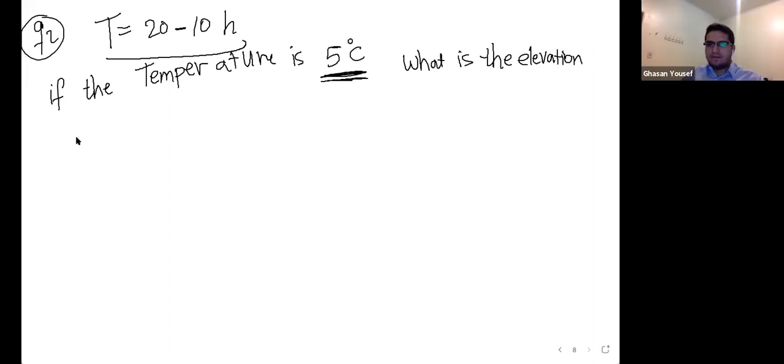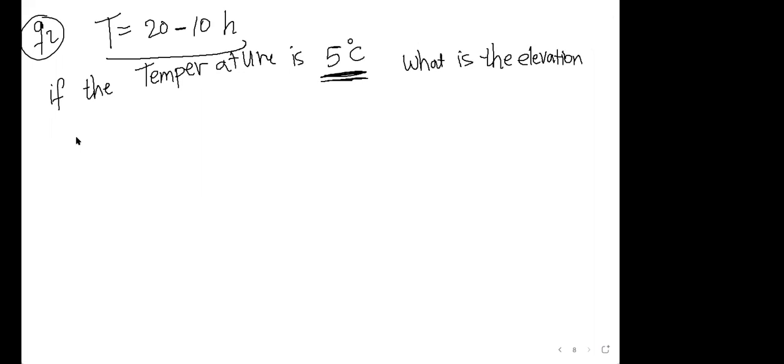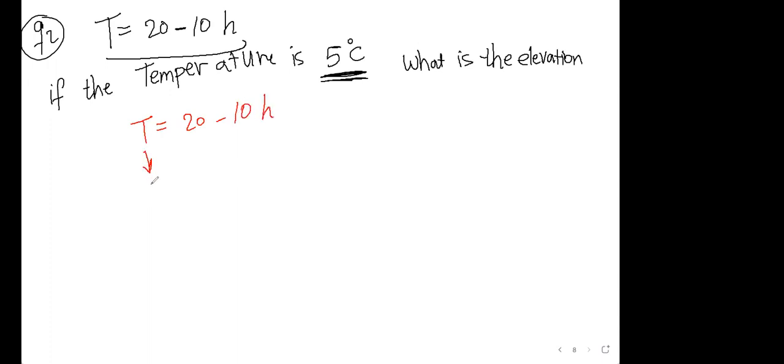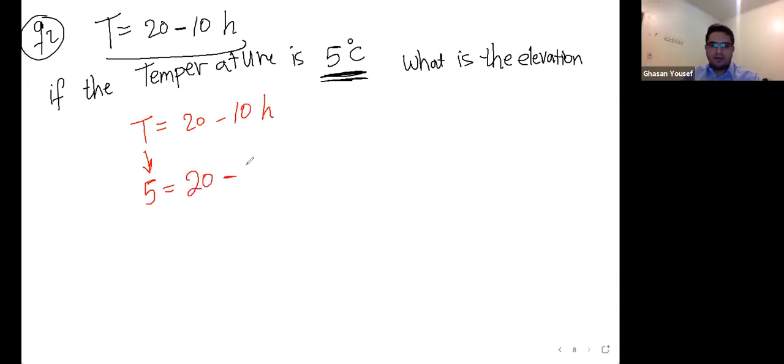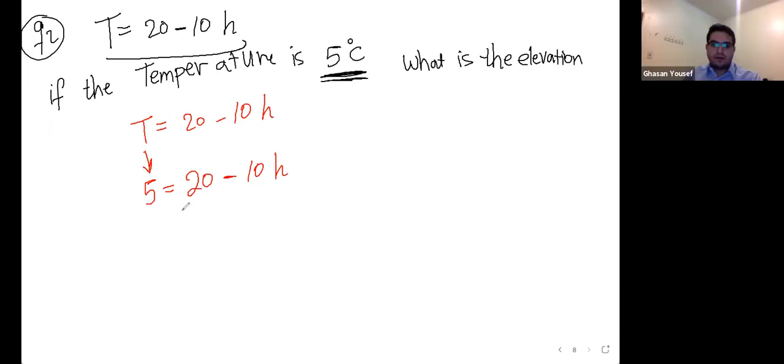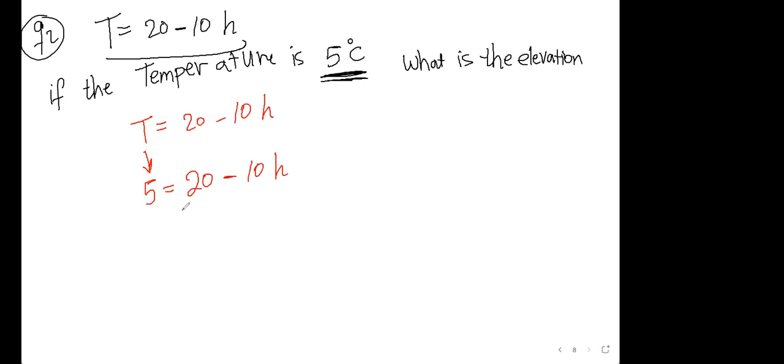Yes. You substitute T. So I substitute T by? 5. By 5. Then, yeah, equal 20 minus 10h. Okay, what do you do then? Divide both sides by, what is it, negative 10? I'm tripping. No. Oh, divide both sides by 10. Okay. Or subtract.